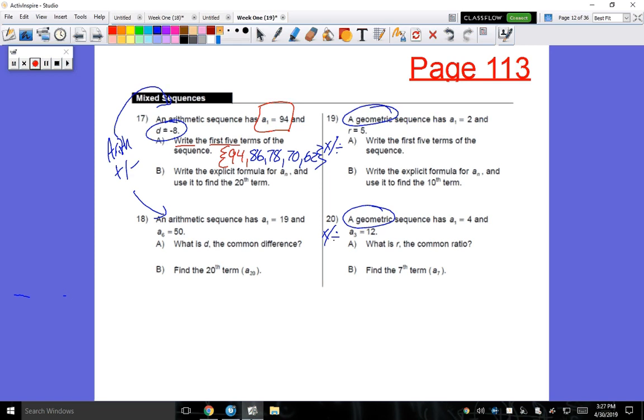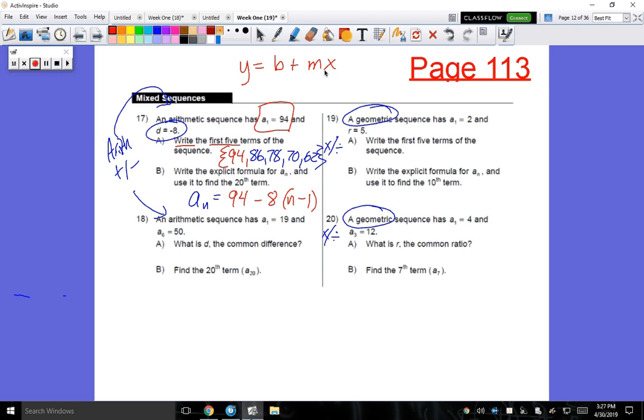It's just a list. Write the explicit formula for a sub n and use it to find the 20th. Here we go, guys. This is what we're trying to do. We're trying to come up with the equation so that we can put 20 in for that letter n and see what value we get. Guys, what do I write after a sub n? 94. Oh, minus 8 and minus 1. Because look, check this out. We just did y equals b plus mx. That's what we just did.